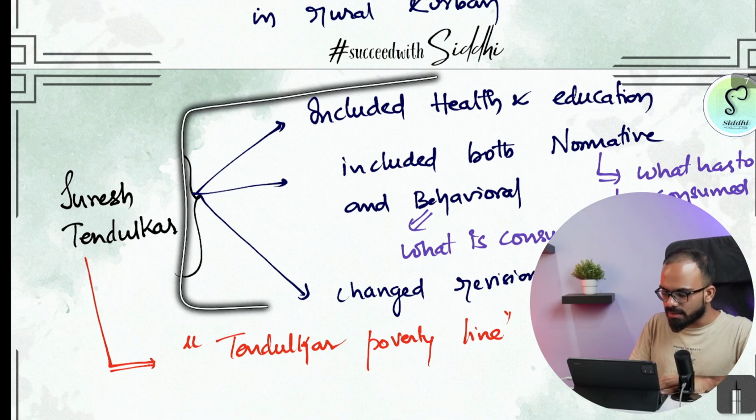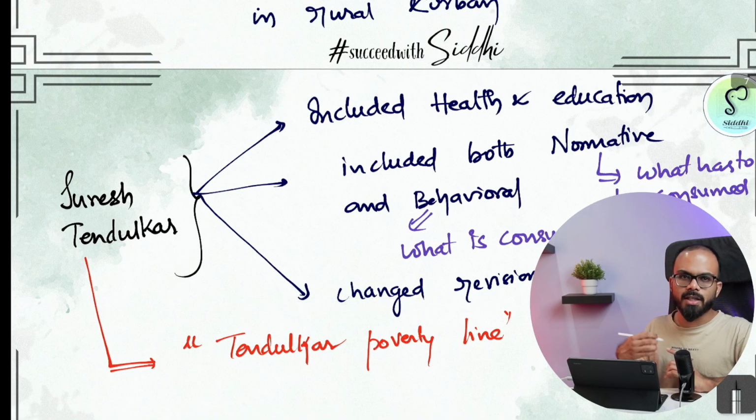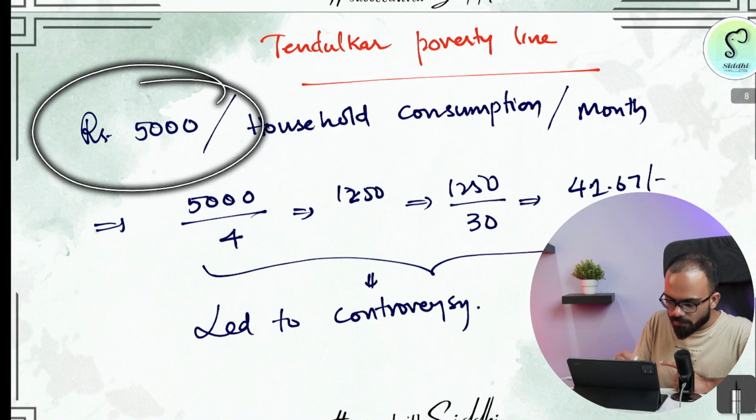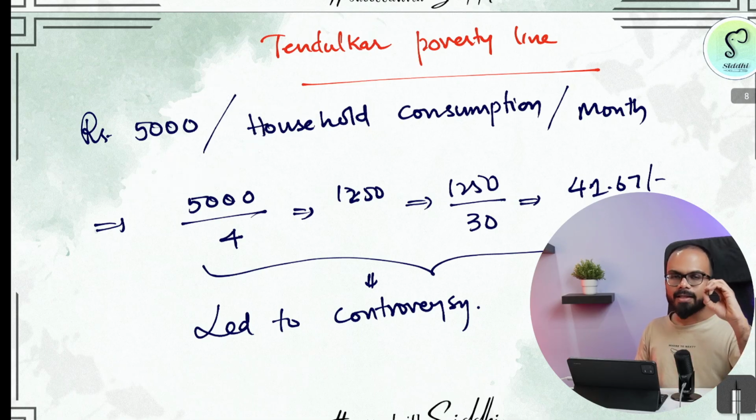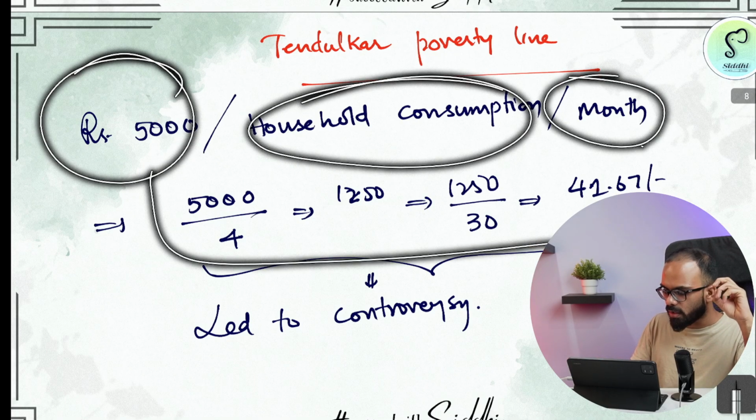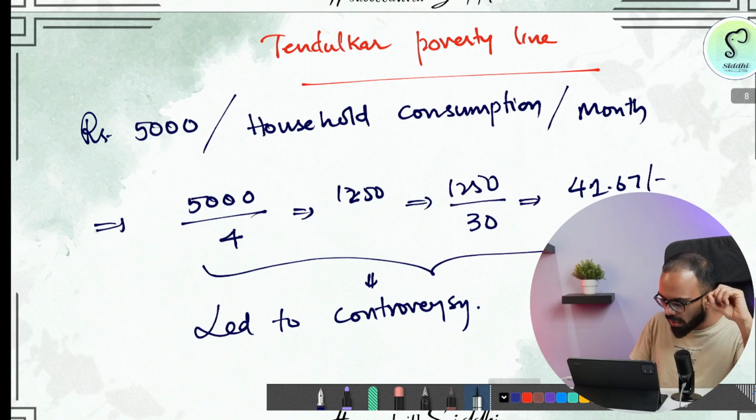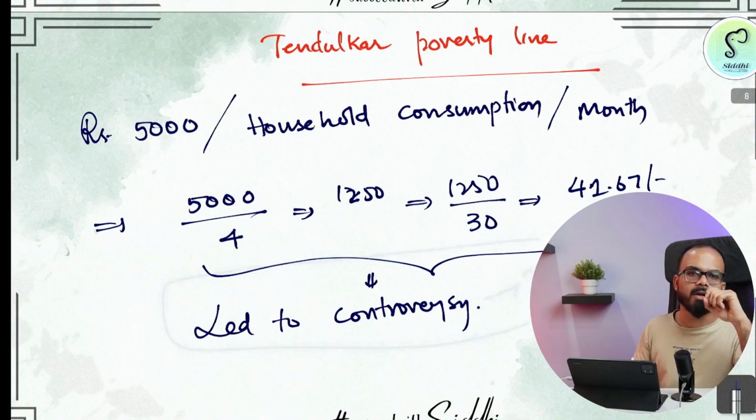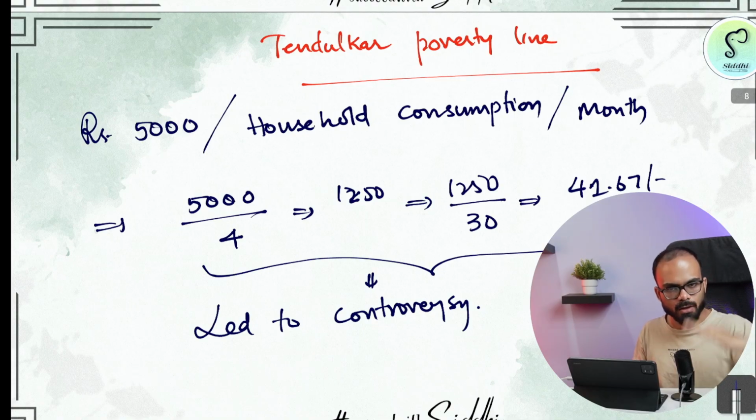So this is the change that was done by Tendulkar committee, and they also changed the revision period with respect to poverty line. So the line that they drew is known as Tendulkar poverty line, and Tendulkar poverty line gave income. Tendulkar poverty line said that the minimum money that is needed is rupees 5000 per household per month. On an average, this comes to around 41.67 rupees, but the figures of that day fixed this at somewhere at around 30 rupees. So this number led to a lot of controversy. People started saying that is really 30 rupees enough to decide whether a person is below poverty level or not.